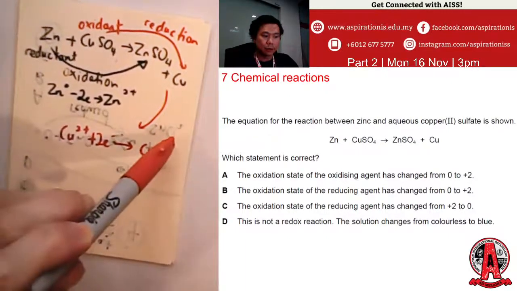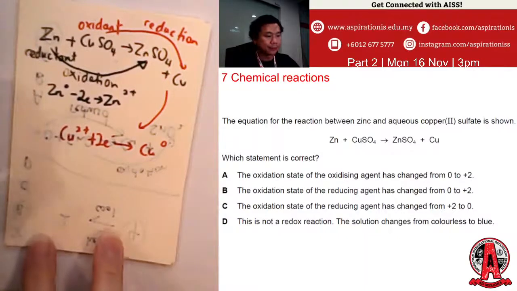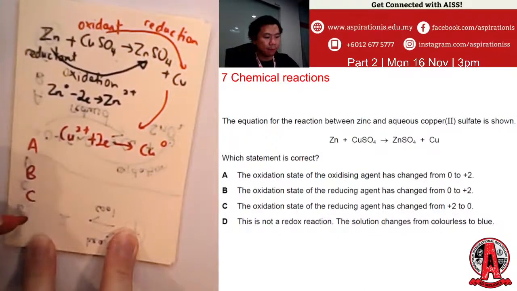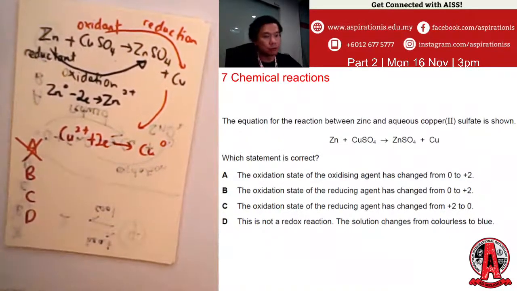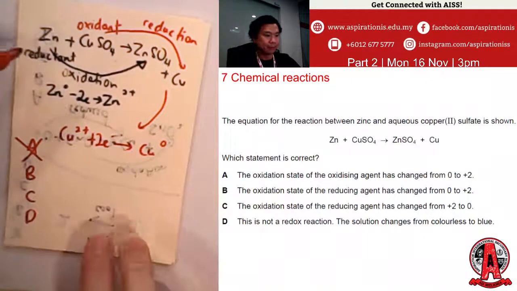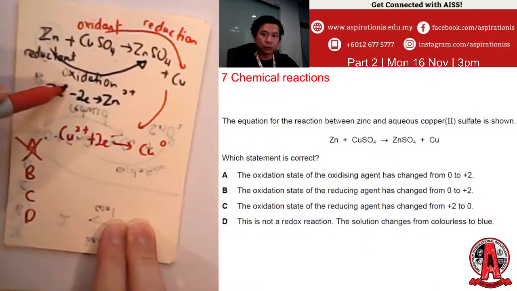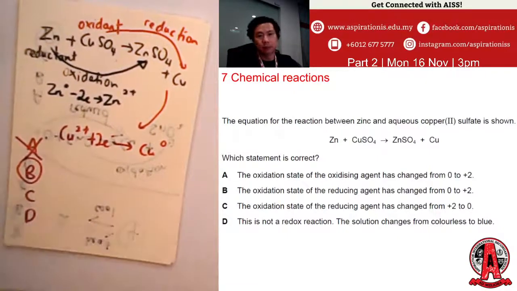Does this look like 0 to 2 to you? No, right? So therefore, automatically we know that A is wrong. I see everyone has put almost every alphabet out there, so this is quite confusing. Now, the second one, B. The reducing agent has changed from 0 to 2+. It looks good. Because C is totally contradictory to B, so B should be the answer.